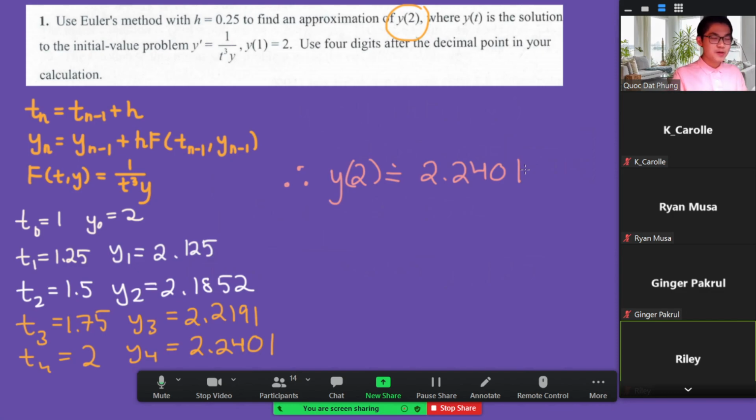No questions. Okay, we'll move on to the next problem. If you guys need to write this down, don't worry, I'll post it on Discord later.